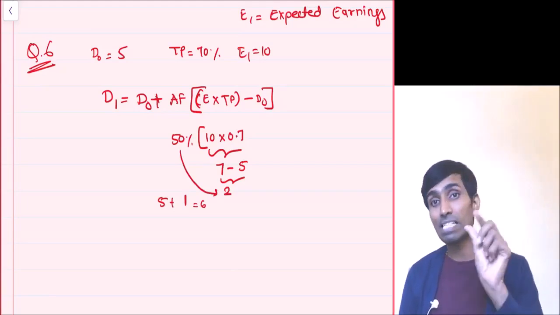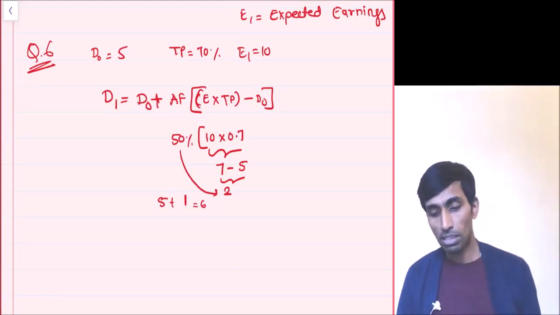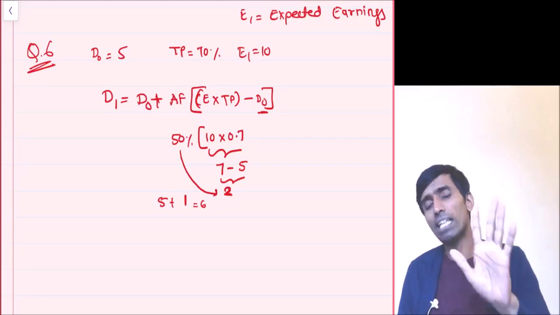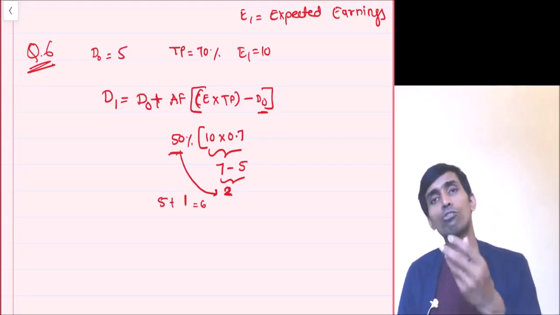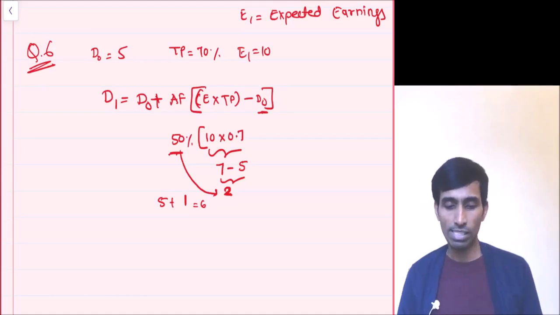10 is my earnings, 70% is my payout, so I have to reach 7. But already I am paying 5. That means extra how much I have to pay? 2. But how much can I sustain with this increase? This 2 fully I can't pay. I am saying 50% I can pay. So 50% of 2 is 1. So 5 plus 1 becomes 6. Okay, this is the understanding.